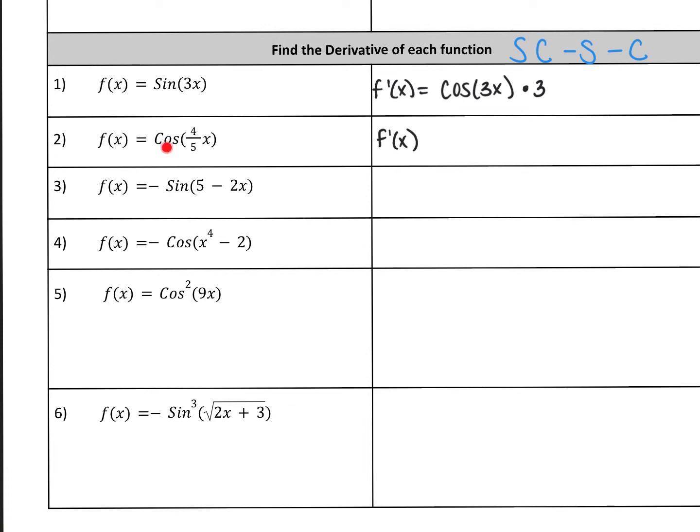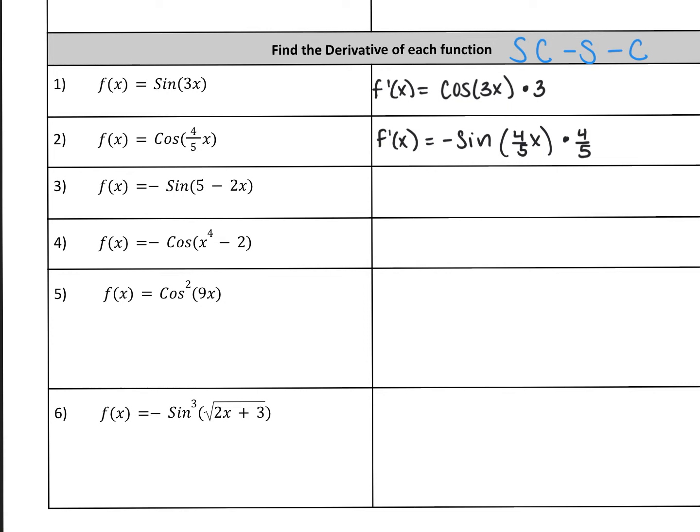All right, let's try the second one. So the derivative of cosine, well, we're here. The derivative of cos is negative sine. So negative sine of 4/5 x, keep the inside. Now take the derivative of the inside. So what's the derivative of 4/5 x? Just 4/5.